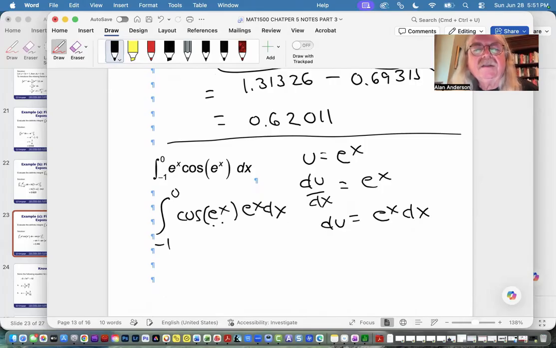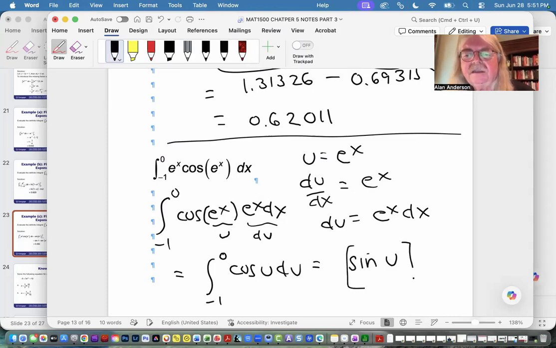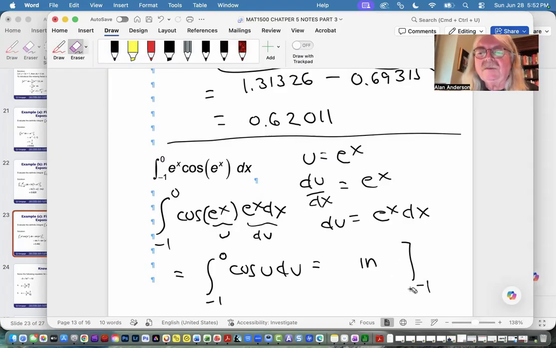to write this as the integral from -1 to 0 of cosine u du. And if you look at the basic rules of integration, we have a chart in the slides here somewhere. That's going to give us sine u evaluated between, oh, wait a minute, we almost forgot to do the transformation. Hold on one second, because remember, we're doing a definite integral.